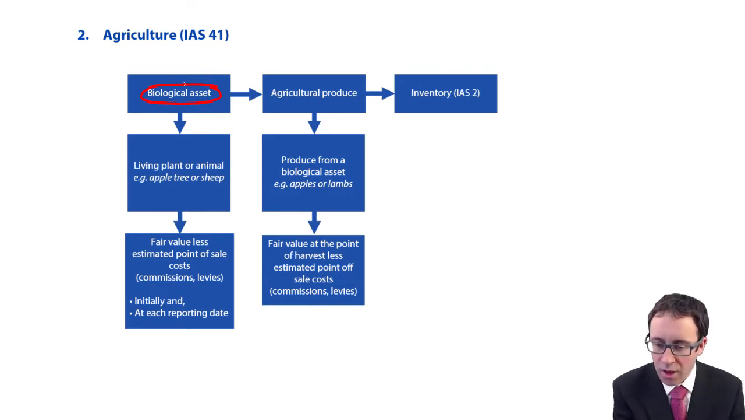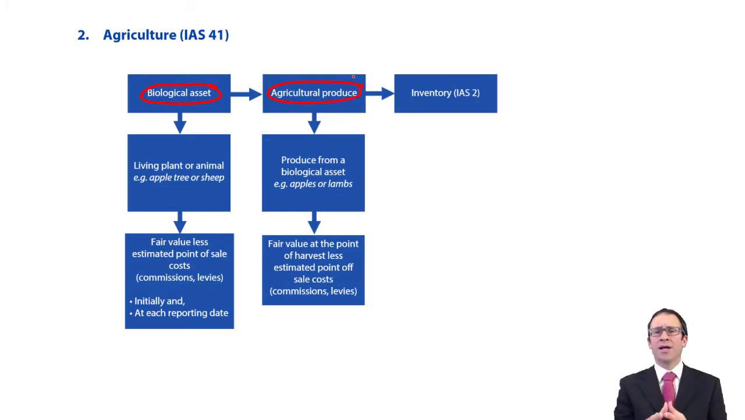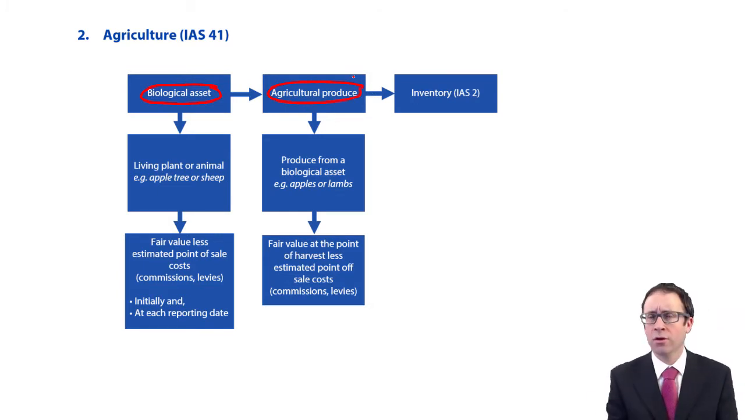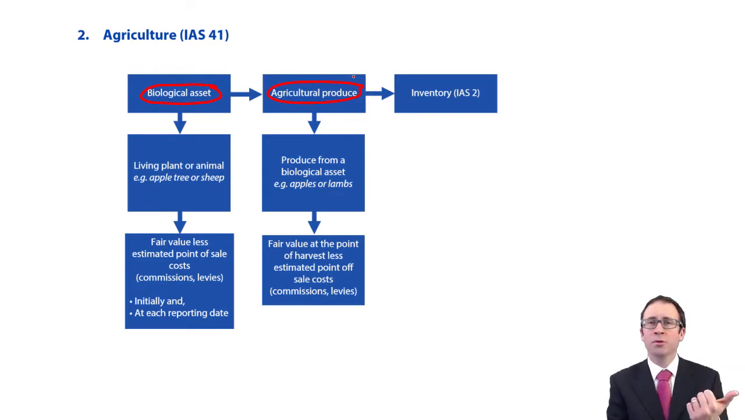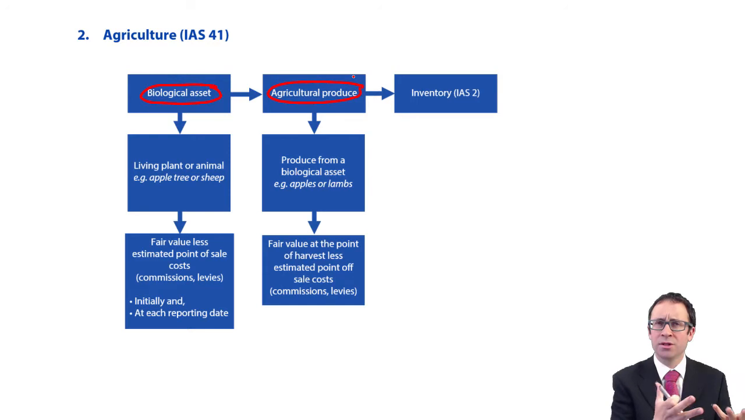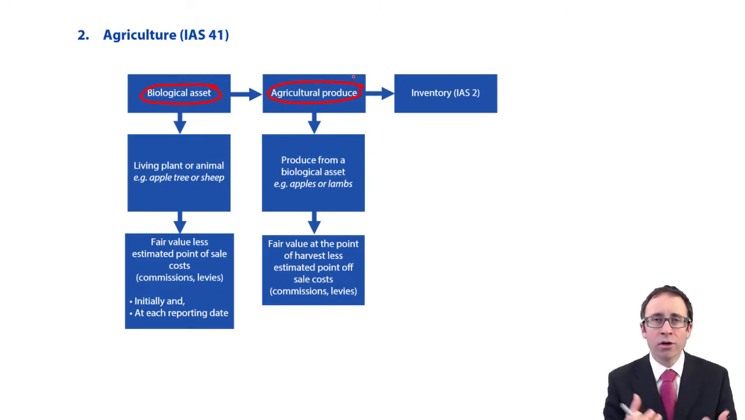Okay, because what then happens is that biological asset will then go on to give you some agricultural produce. So if you have an apple tree, it will give you apples. If you have a grapevine, then that will give you grapes. If you have a sheep, two sheep might get together, and therefore there is a lamb that is produced, and that becomes your agricultural produce.